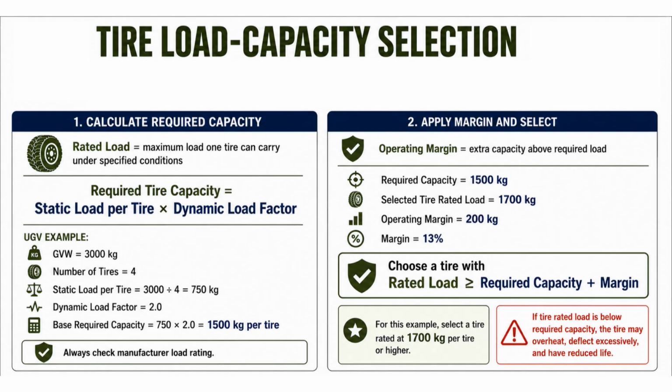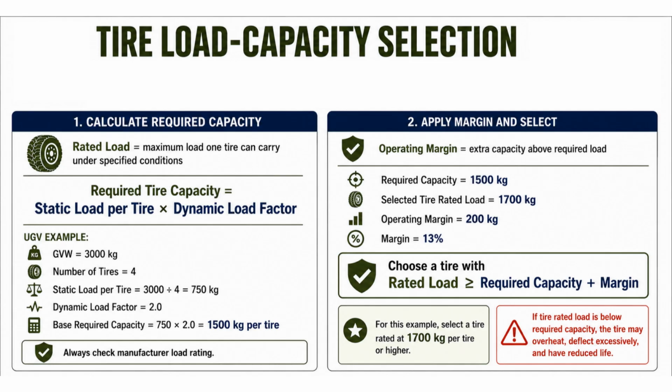Let us understand how to select the correct tyre load capacity for a military unmanned ground vehicle. The first value to check is the rated load. This is the maximum load that one tyre can carry at a specified inflation pressure and operating condition. The manufacturer's load rating should always be verified.